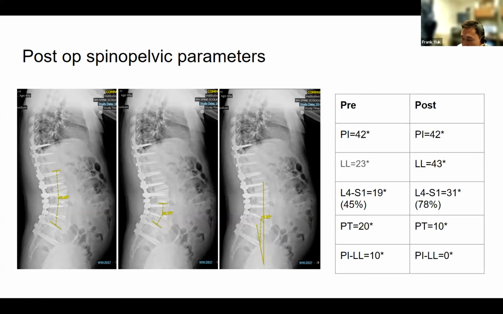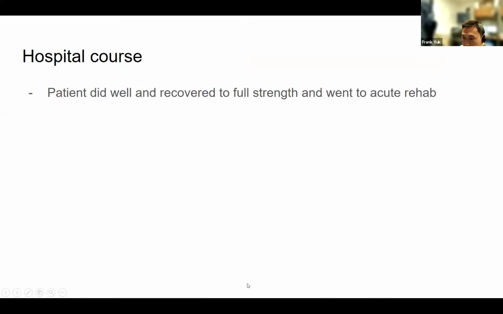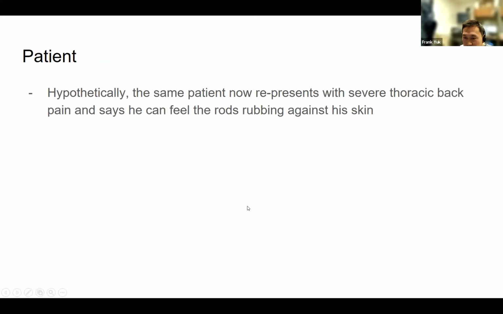And then the pelvic tilt decreased from 20 to 10, which is a much more balanced number, and the mismatch went to 0. And so here's the pre versus post-op films, and you can see that we definitely increased the lumbar lordosis and gave him a much more gentle curve into the thoracolumbar junction. And we achieved that with TLIF cages here and the Ponte osteotomies. So the patient did well and recovered to full strength, and then we went to acute rehab.